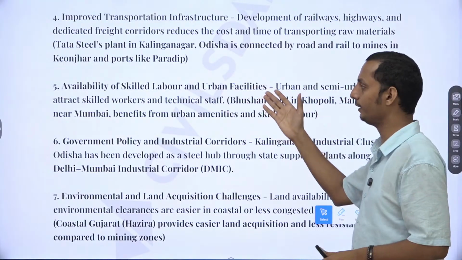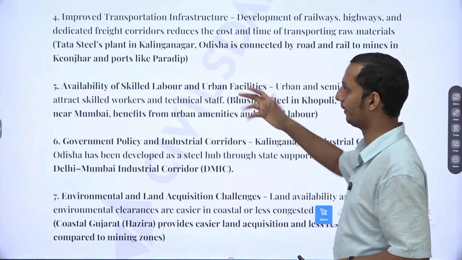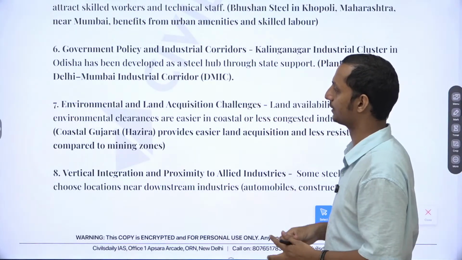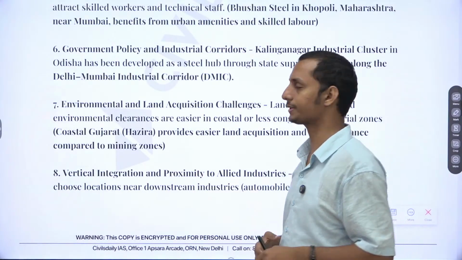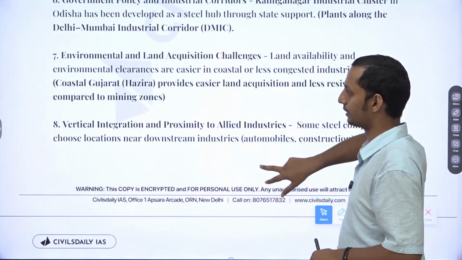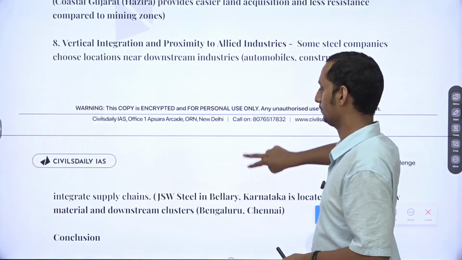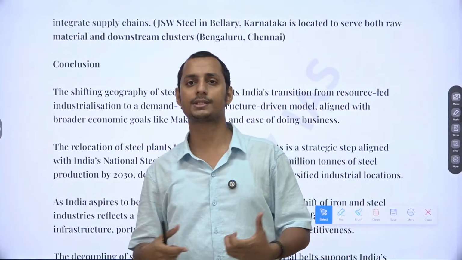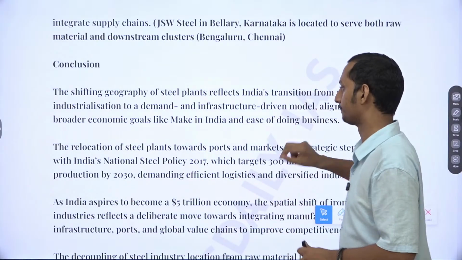And always when you write these points, try to substantiate them, okay? Bhushan Steel Plant, Tata Steel Plant in Kalinganagar. Government policy, you can mention Delhi-Mumbai industrial corridor, Delhi-Mumbai expressway, Dholera industrial parks, Mundra port. Try to mention all these. Environmental clearances, land acquisition, allied industries should be there, integrated supply chains. So try to mention all these factors because this is the reason why iron and steel industries are shifting away from those BIMARU states.